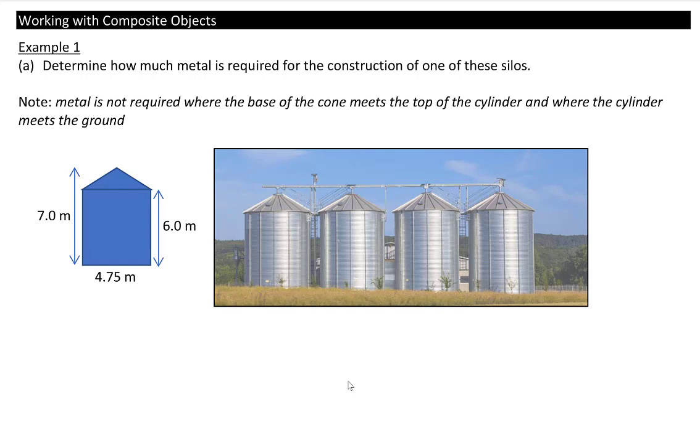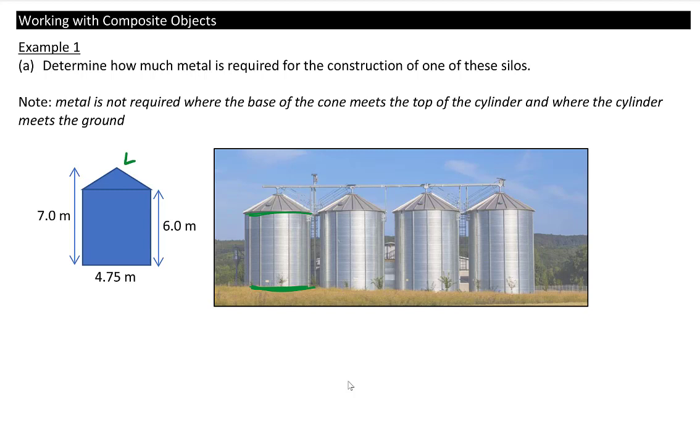So we want to determine the surface area of the outside of the cylinder, and then the surface area for where this cone is, but only the top portion of the cone. Because we see that metal is not required for where the base of the cone meets the cylinder. There's no circle underneath the cone that's covering it. And then where the cylinder meets the ground, again, there's no circle at the bottom that's made out of metal.